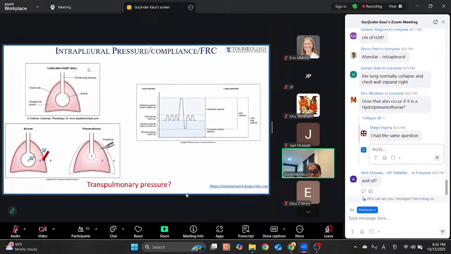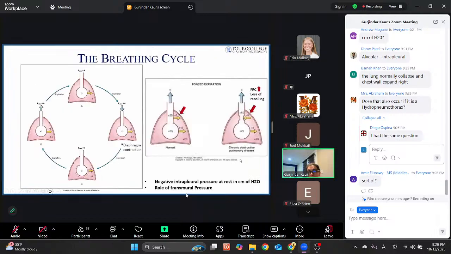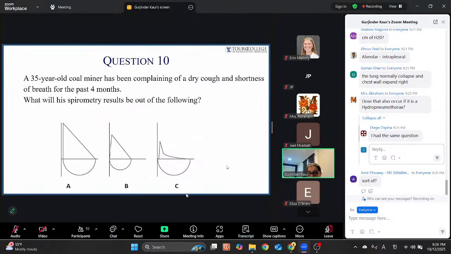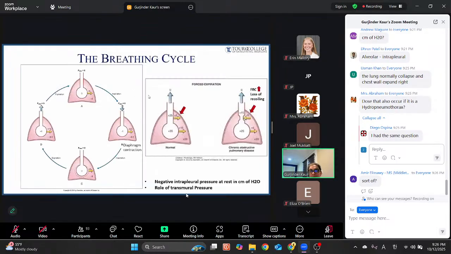Are we good? Okay, now I can go to the breathing mechanisms. Actually, there is some chat. Okay, so here you can see how the breathing mechanisms are working. Let me go back to the slide.